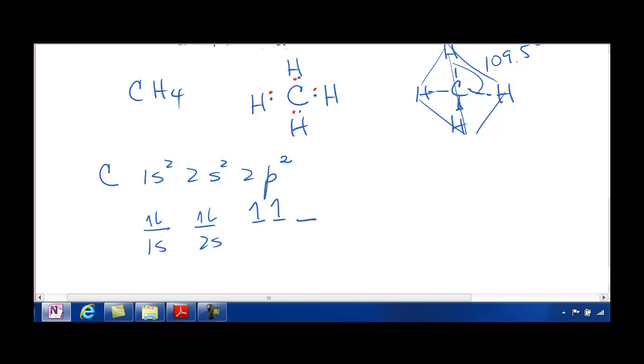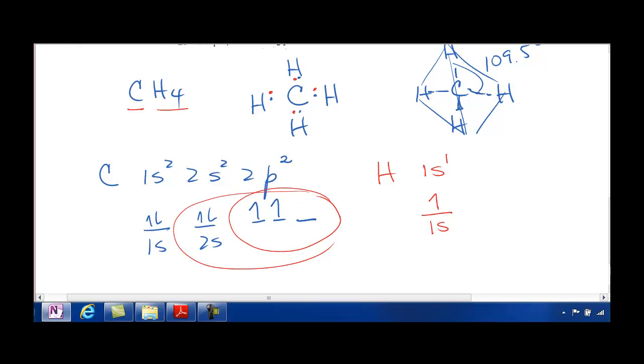Okay, then we have 4 hydrogens, and each hydrogen is a 1s1, correct? So you have a 1s with 1 electron. Now look at what we're saying. We have 1 carbon and 4 hydrogens. If this is the electronic configuration of the central atom, and these are the only 2 unpaired electrons, does it make sense that with 2 unpaired electrons I'm going to be able to accommodate 4 hydrogens? It doesn't add up, does it? 1 hydrogen could maybe bond there, and a second hydrogen could bond to another one there, but what do we do here?